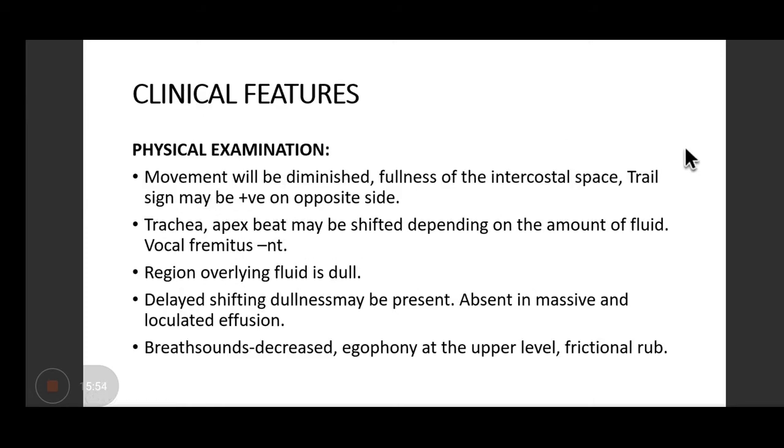Now coming on to the physical examination. Once the patient presents with all these symptoms, you will carry out a physical examination. On physical examination, movement will be diminished. There will be fullness of the intercostal space. Trail sign will be positive on the opposite side. The trachea and the apex beat may be shifted depending on the amount of fluid. The region overlying the fluid is dull on percussion. Delayed shifting dullness may be present, and it's absent in massive and loculated effusion. Breath sounds may be decreased.